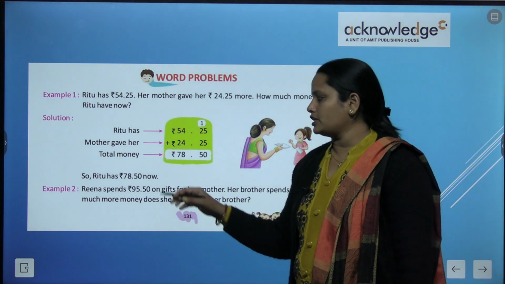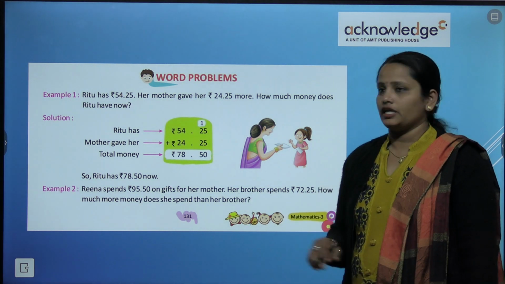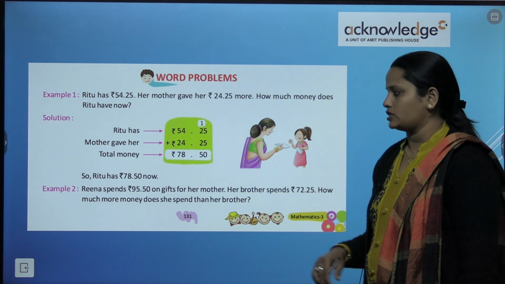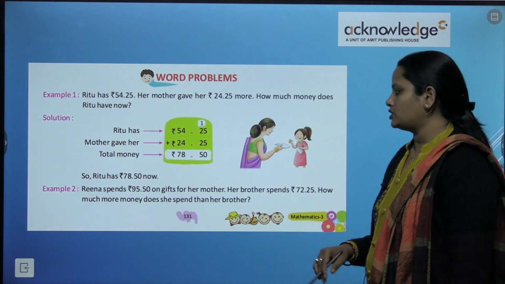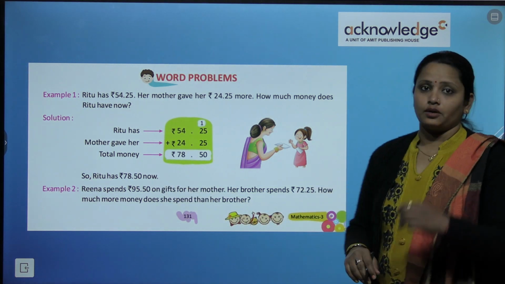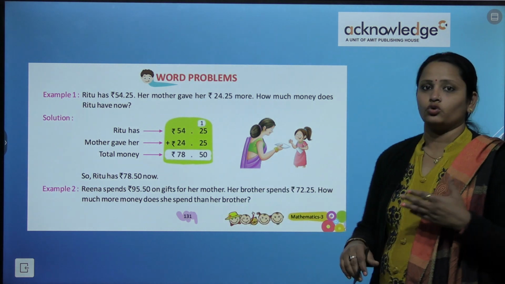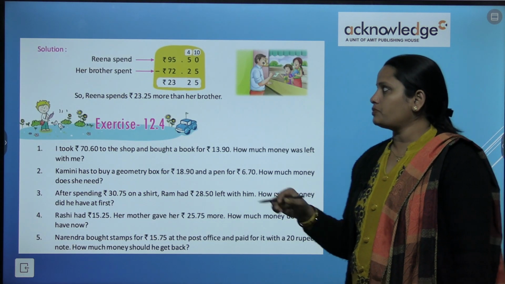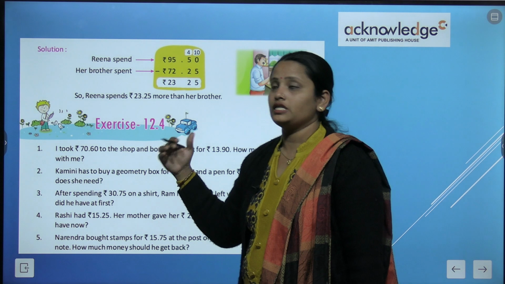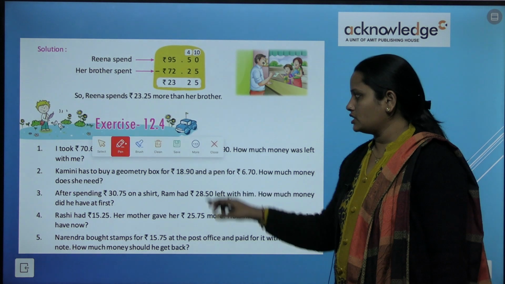Now next example is Reena spent 95 rupees 50 paisa on gifts for her mother. तो रीना ने अपनी मम्मी के लिए गिफ्ट खरीदा इतने रुपीस का. Her brother spent this much rupees. उसके भाई ने इतने पैसे खर्च किए. How much more money does she spend than her brother? तो हम रीना का अमाउंट और उसके ब्रदर का अमाउंट दोनों को सब्ट्रैक्ट कर देंगे. So on subtraction we get 23 rupees and 25 पैसा. इतना पैसा रीना ने ज्यादा खर्च किया था अपनी मम्मी को गिफ्ट देने में. So let's do this exercise 12.4.